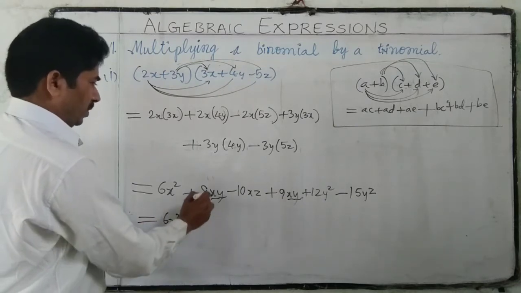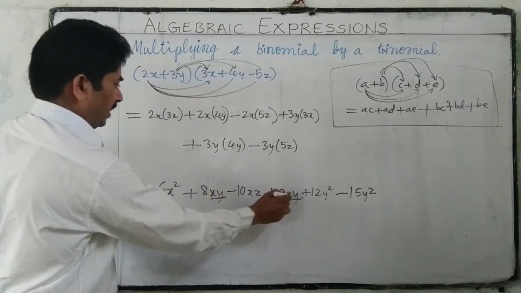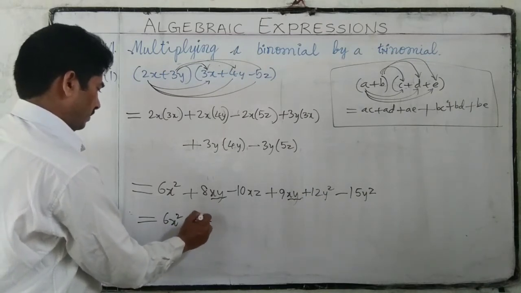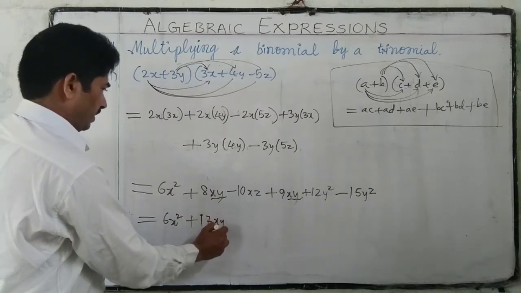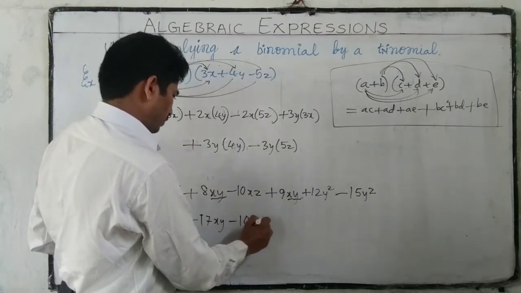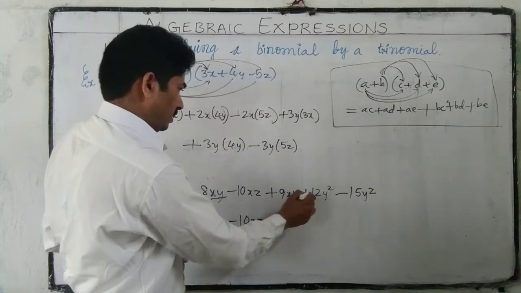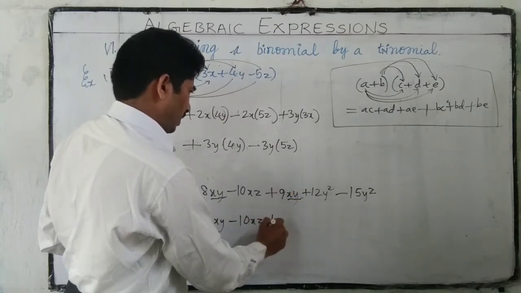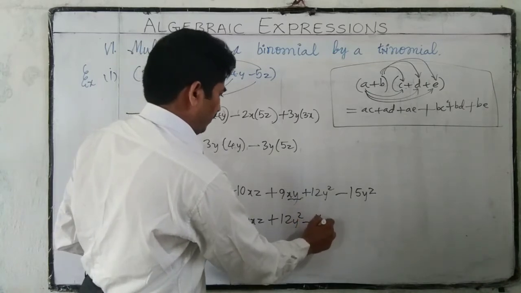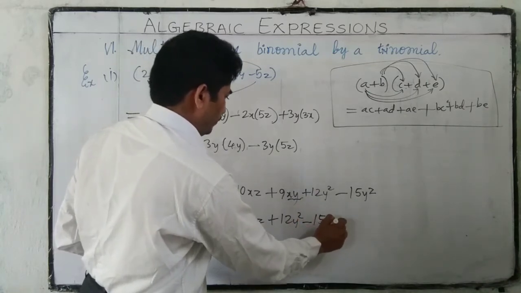6x square, 8 plus 9, 17xy, minus 10xz, plus 12y square, minus 15yz.